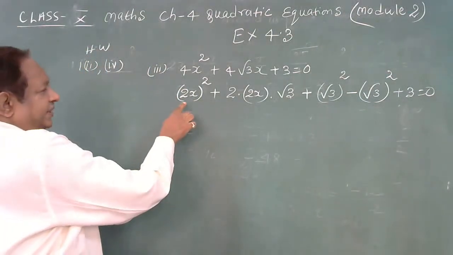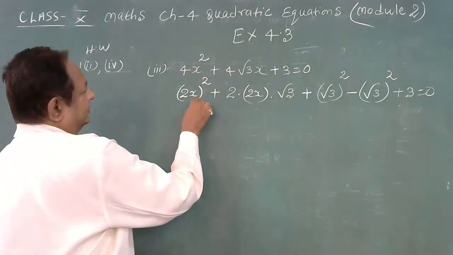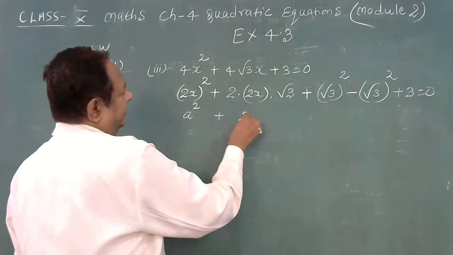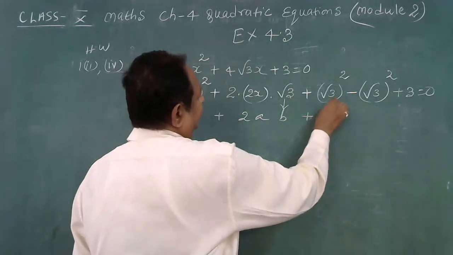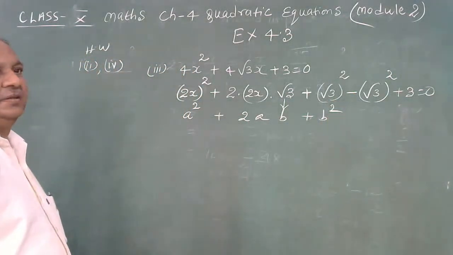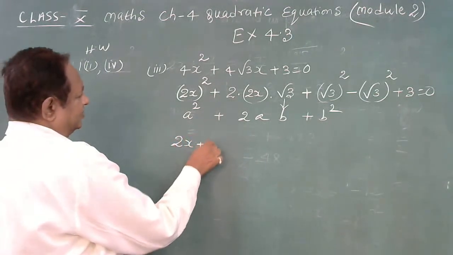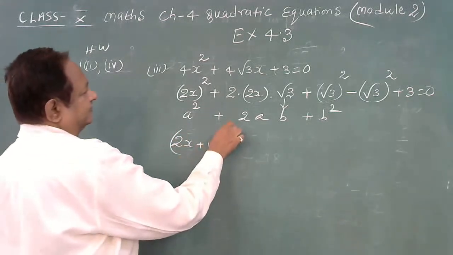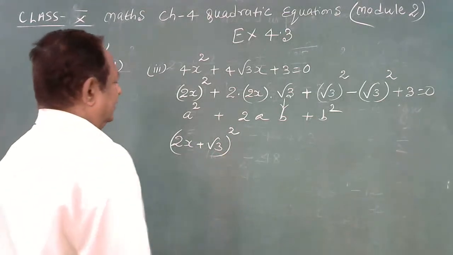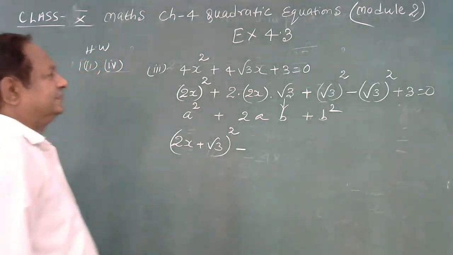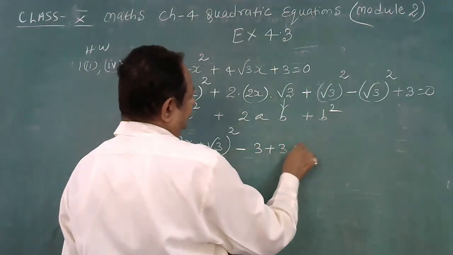So it is in the form a square plus 2ab, this is a square, plus 2ab, so this is b plus b square. This is a plus b whole square. So 2x plus root 3 whole square, minus root 3 square, 3 plus 3 is equal to 0.